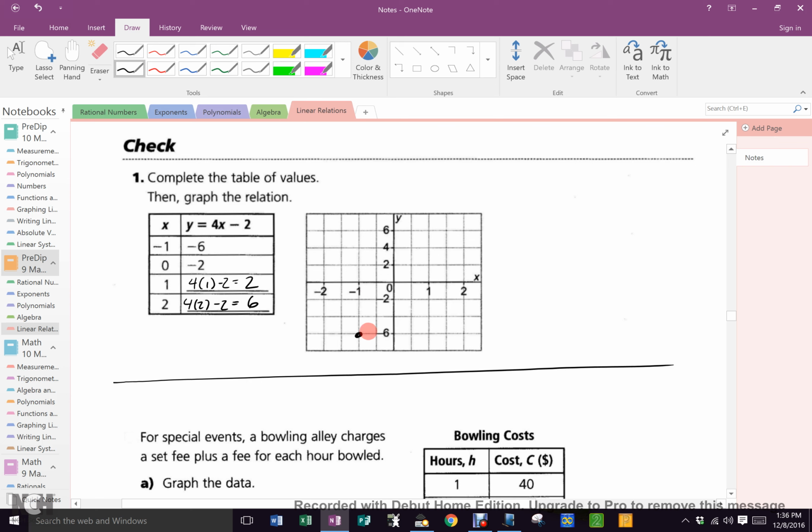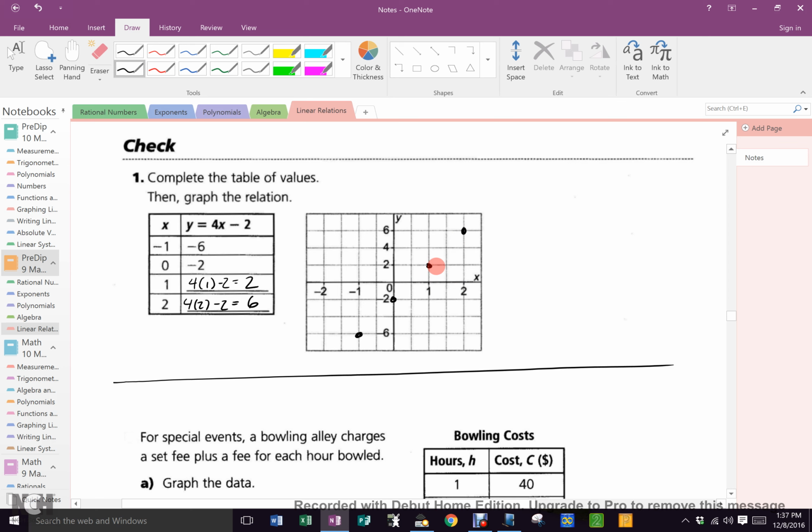This is tricky. Why? What makes this graph weird to work with? Right. Keep your eye on that because it's two squares. And what is it going the other way? One square equals two. Right? 2, 4, 6. You got to keep your eye on that. So, -1, -6. 0, -2. 1, 2. And 2, 6.